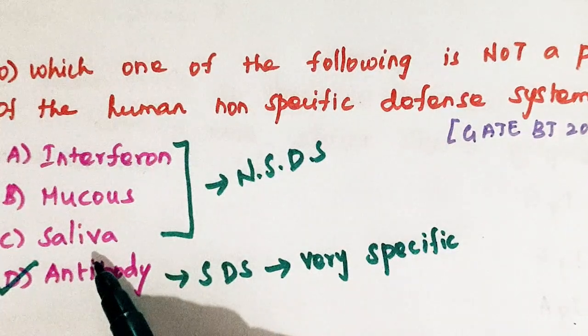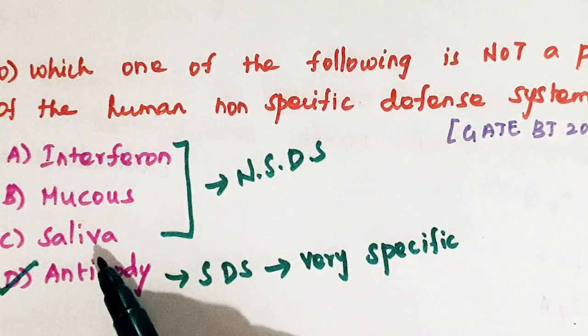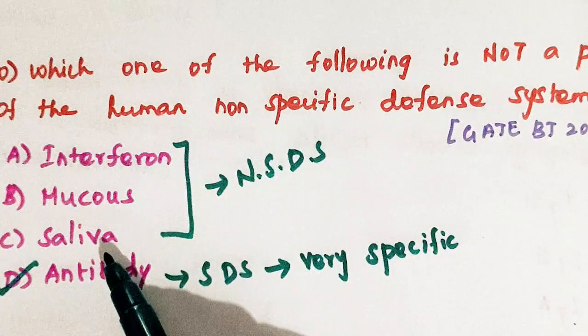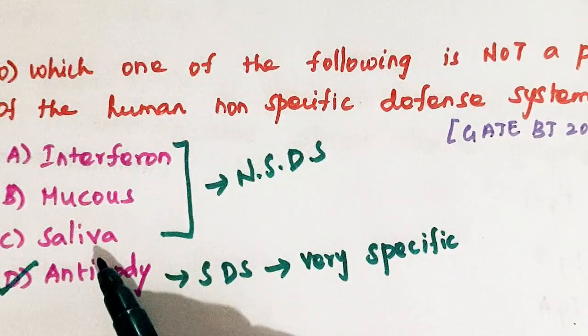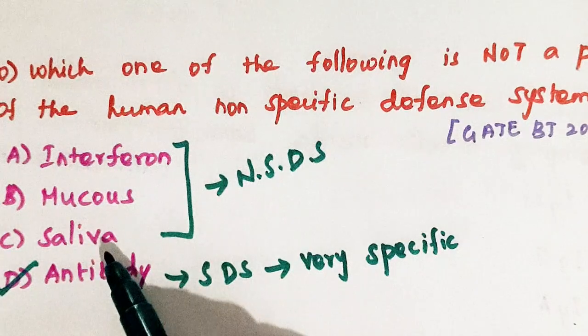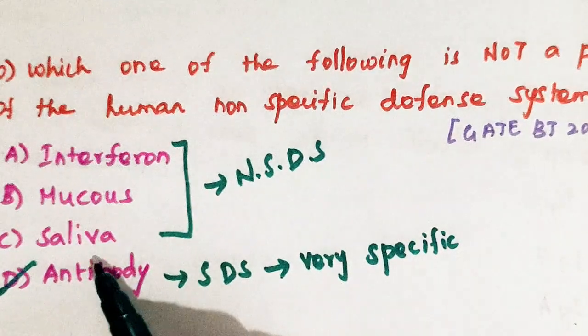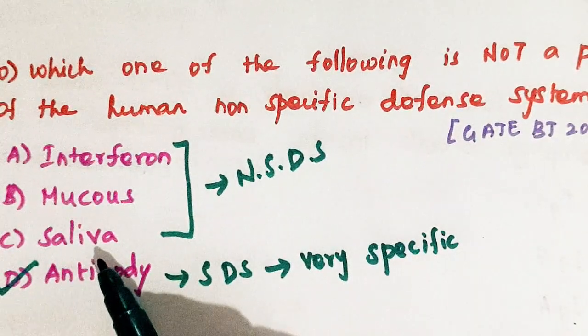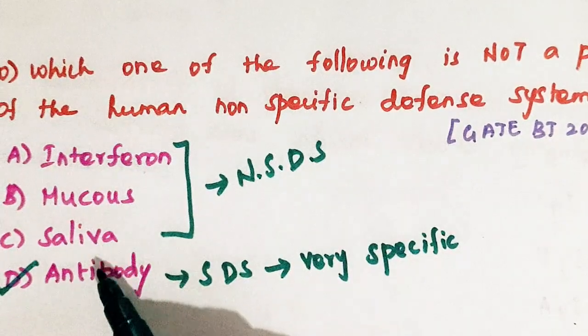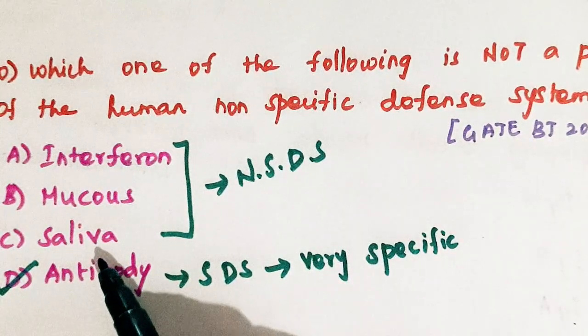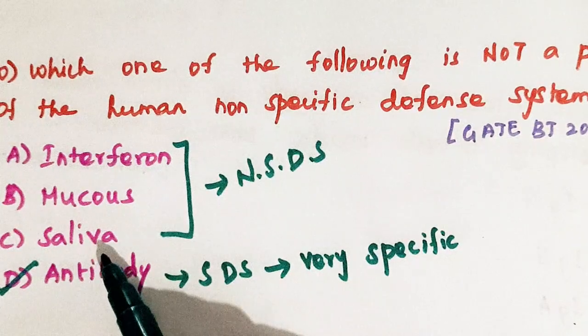Then saliva. Saliva contains various antimicrobial proteins like lysozyme, lactoferrin and mucins that directly inhibit the growth of bacteria and other microorganisms. Then salivary glands secrete IgA antibodies which can bind to pathogens and neutralize them. So saliva acts as a barrier against a wide range of potential invaders without targeting specific pathogens.